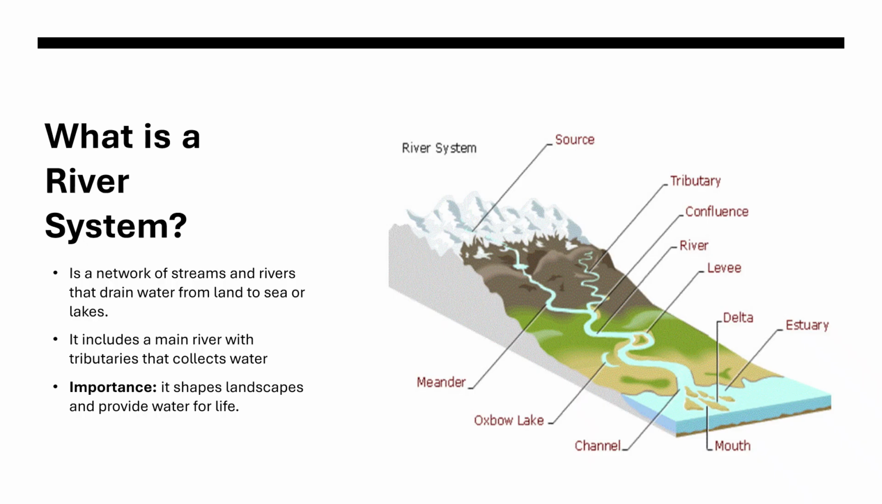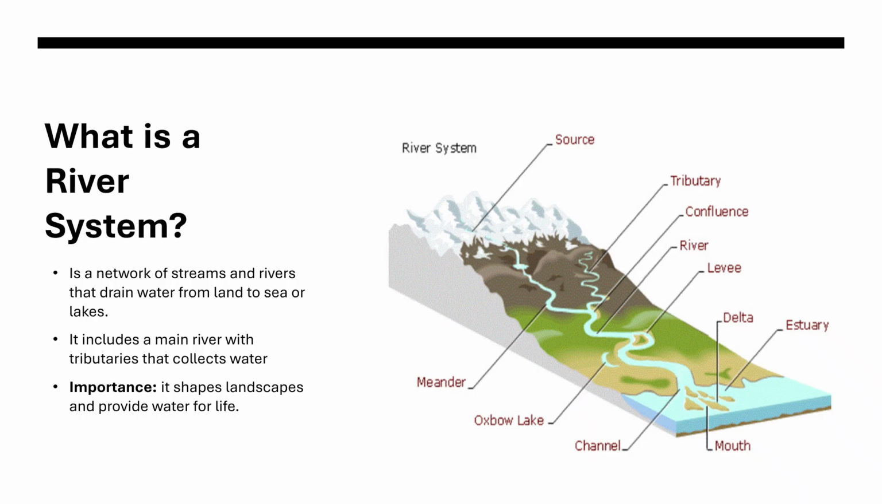So we have a river system. What is a river system? A river system is a network of streams and rivers that drain water from land to sea or lakes. It also includes a main river with tributaries that collect water. As you can see in the diagram, we have the main river in between, which is thick, and then we have the smaller ones, which are tributaries that feed the main river.